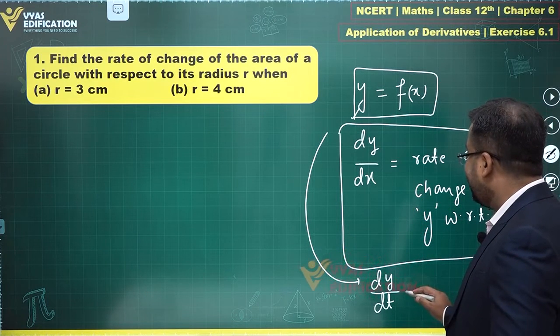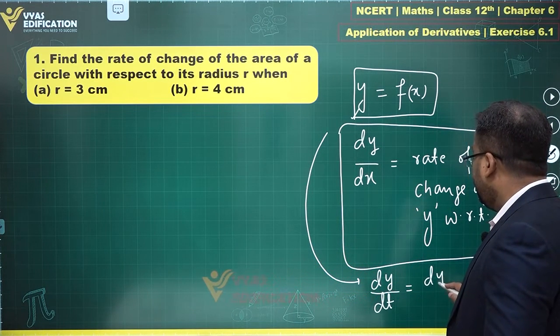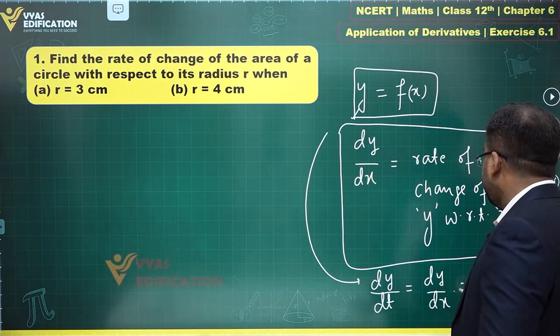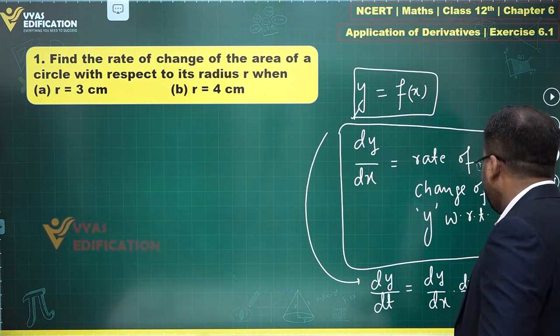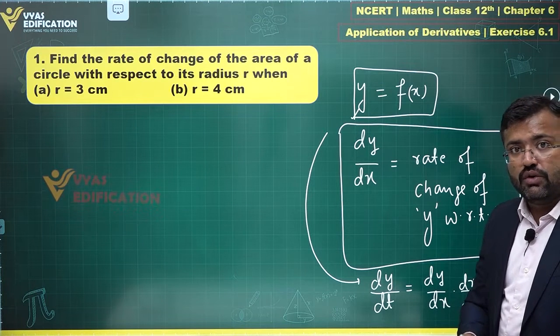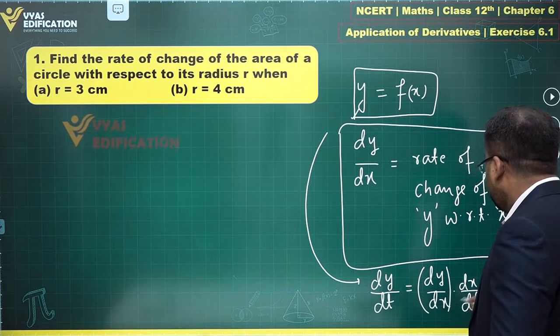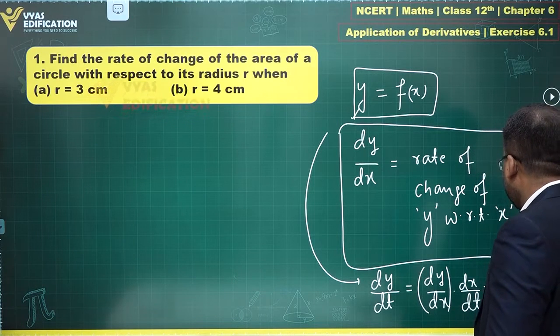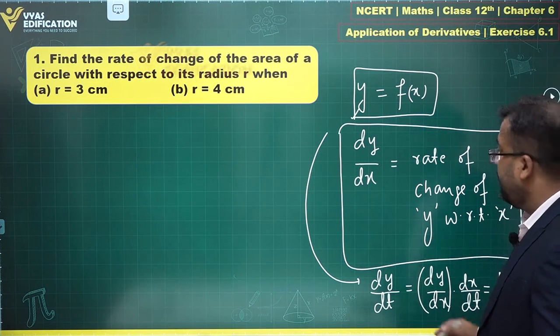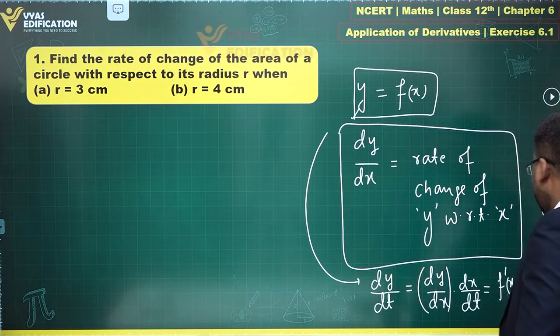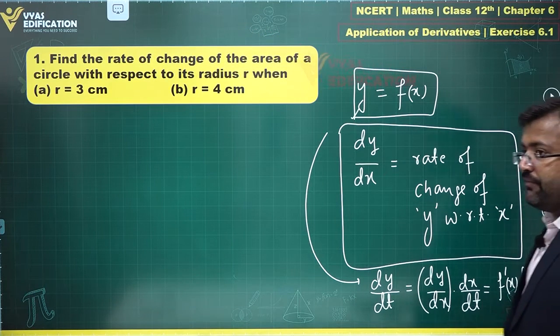And how will you find that? This is pretty simple to find. You will have to do dy by dx times dx by dt, and this is a simple idea of chain rule for differentiation. Dy by dx is nothing but f prime x. F prime x times dx by dt is what I have over here.